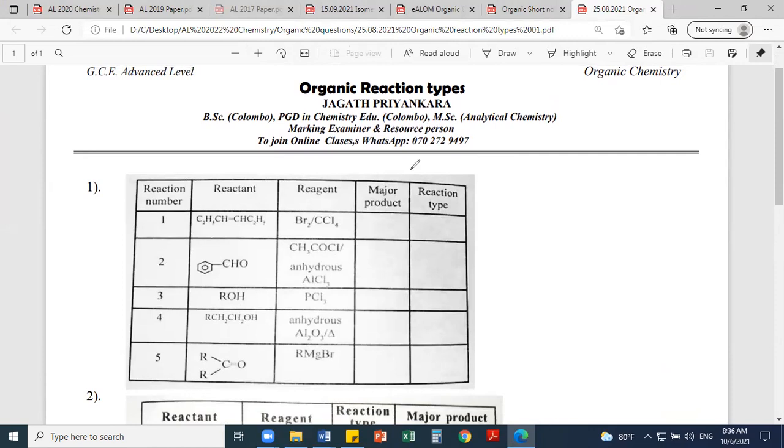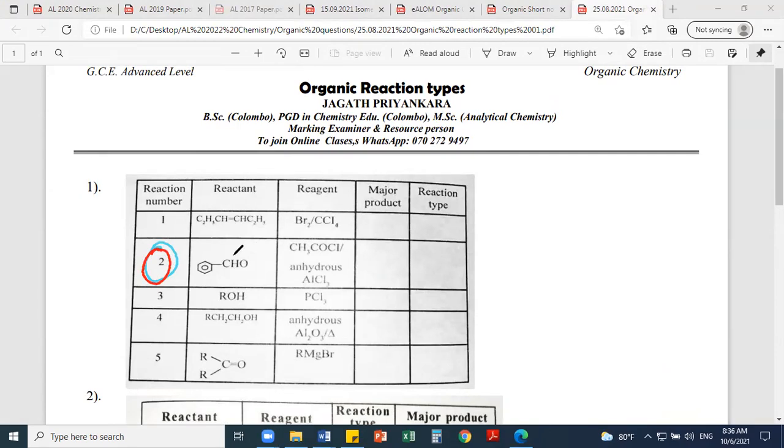This is, you need the ortho-para director. These are all A/L past papers, right? All these boxes, this is how you get the questions in the A/L paper structured essay. So this number 2, how to decide the reaction type and the major product here. Forget about the reaction type, what is the major product here?